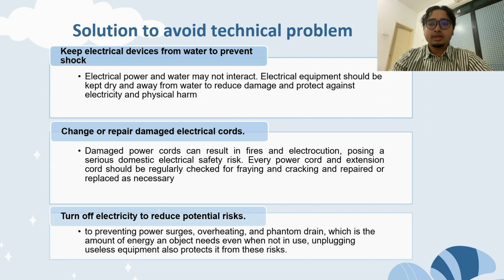Next, change or repair damaged electrical cords. A damaged power cord can result in fire or electrocution, posing a serious domestic electrical safety risk. Every power cord and extension cord should be regularly checked for fraying and cracking, and repaired or replaced as necessary.